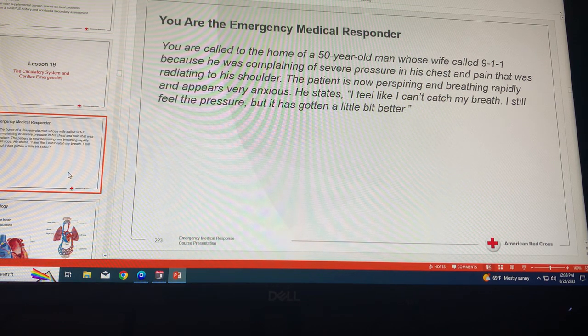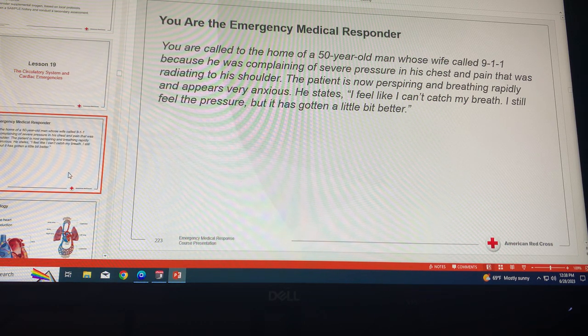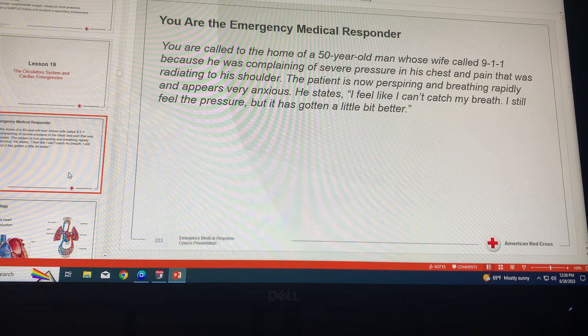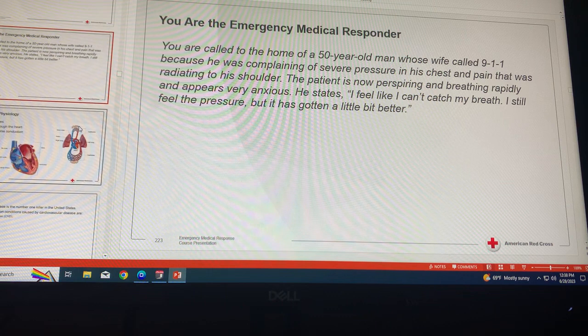You are called to the home of a 50-year-old man whose wife called 911 because he was complaining of severe pressure in his chest and pain that was radiating to his shoulder. The patient is now perspiring and breathing rapidly and appears very anxious. He states, "I feel like I can't catch my breath. I still feel the pressure, but it has gotten a little bit better." Okay, so here we have a scenario, and now we will discuss in person when we see each other.